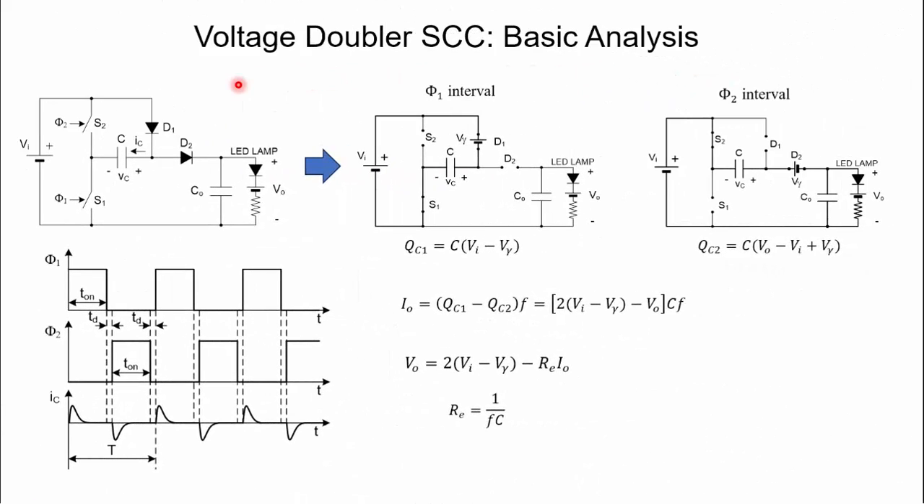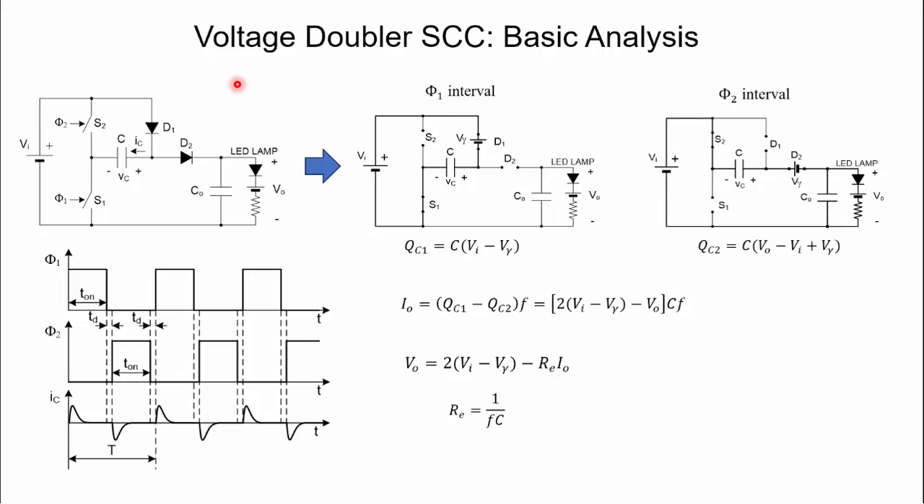In this work, we have chosen the voltage Doubler SCC in order to do this investigation. The main reason is that with this converter we can obtain at the output a voltage that is nearly double the input voltage. So we have this very interesting feature of the SCC, but the main conclusions of this work can be extrapolated to other converters.